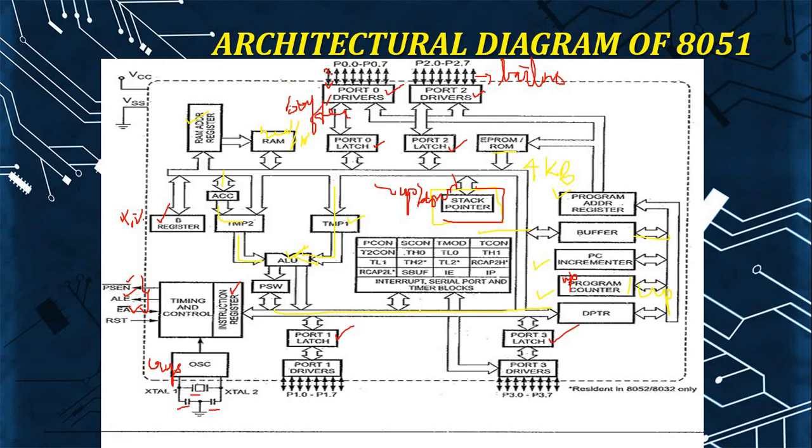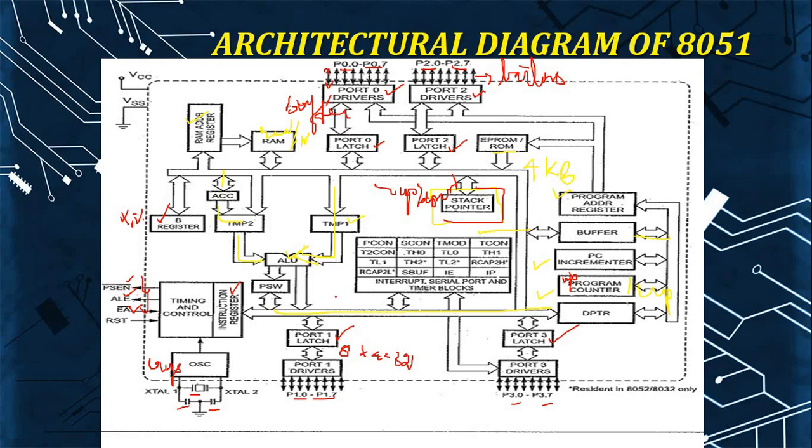We have bidirectional IO ports: port 0 pins 0.0 to 0.7, port 2 pins 2.0 to 2.7, port 1 pins 1.0 to 1.7, and port 3 pins 3.0 to 3.7. How many pins does each port have? 8 pins, and we have 4 ports. So 8 into 4 equals 32 IO pins in the 8051 IC.